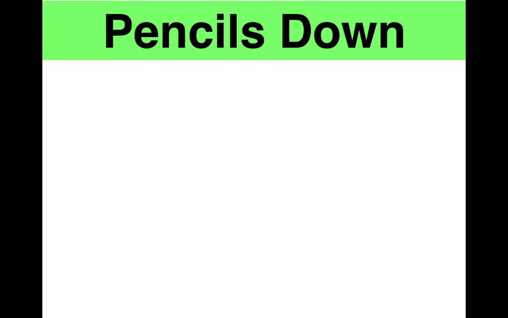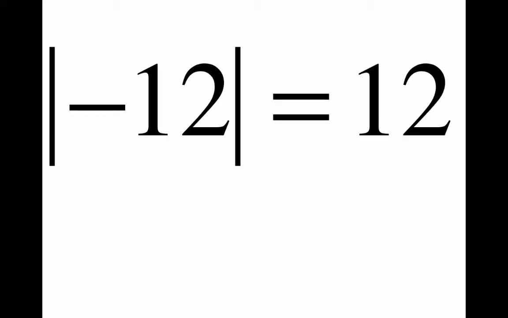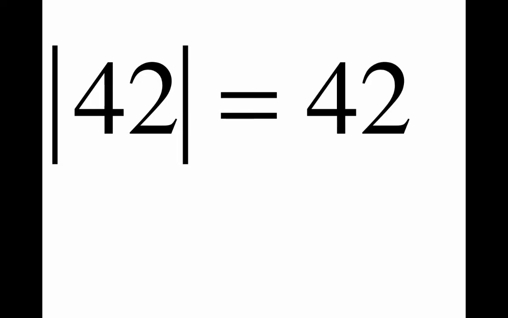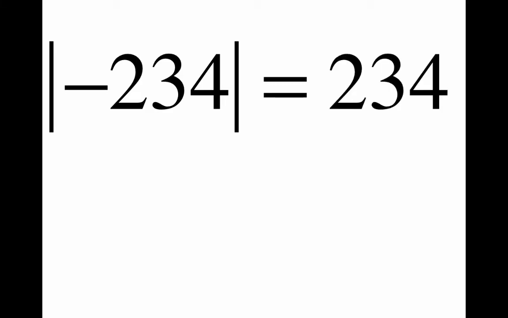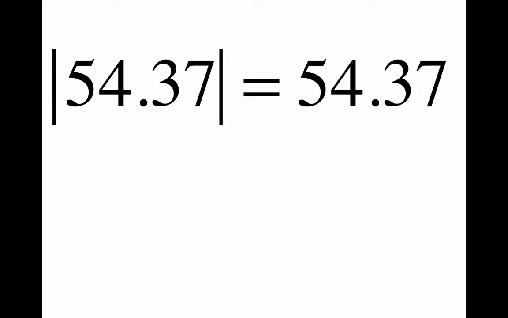Okay, so put your pencil down here for a moment. You don't need to write this in your notebook, but let's just see if you kind of got the hang of this. What would the absolute value of -12 be? Well, it'd be 12, right? 12 steps away. What would the absolute value of 42 be? Well, thankfully, we don't have to draw a number line all the way to 42 because it's 42 steps from 0. What would the absolute value of -234 be? Yeah, it'd be 234. That's how far away from 0 it is. What would the absolute value of 54.37 be? Yep, 54.37. You're getting the hang of this.